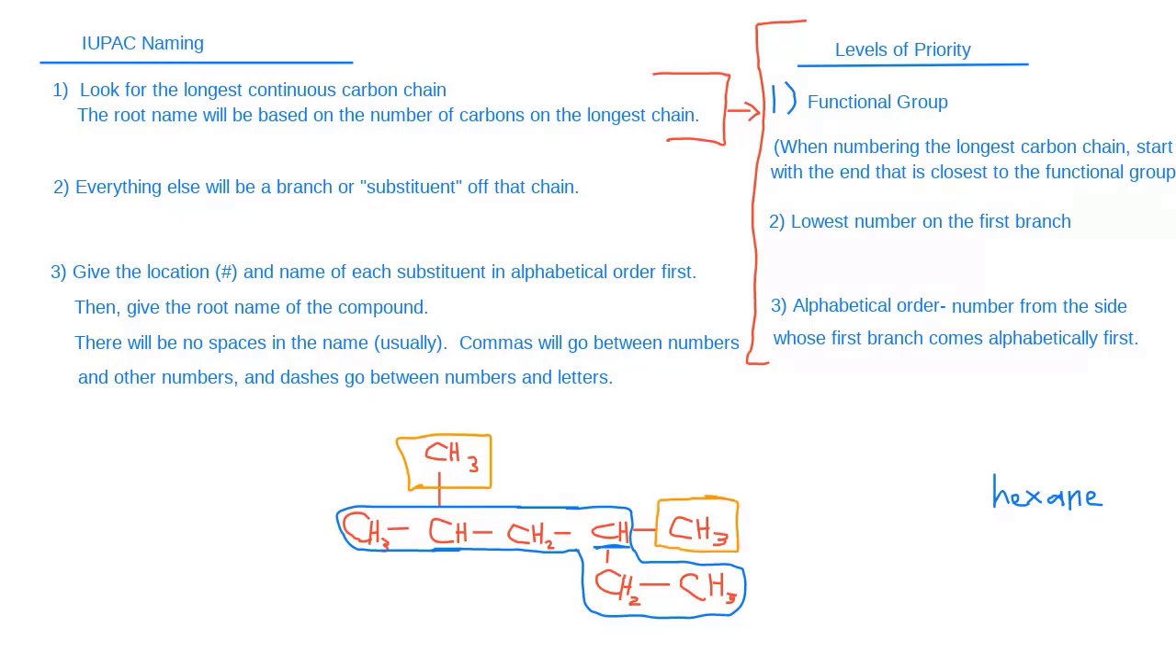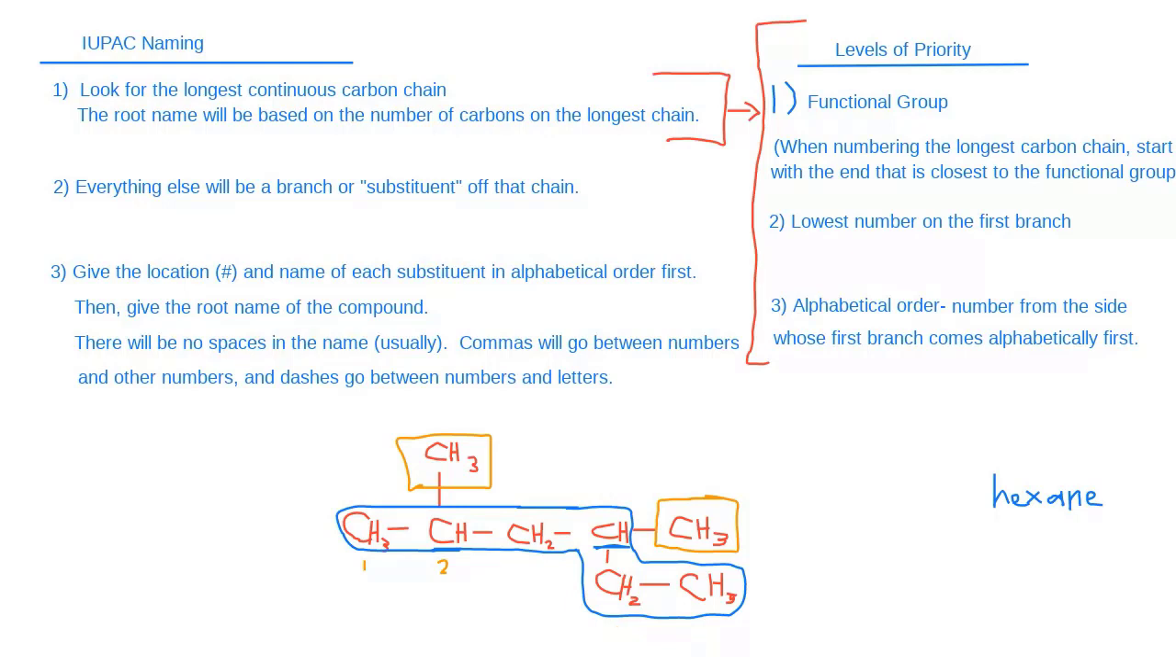Okay. So I've got 2 branches here. Now, which side am I going to start numbering from? Well, I don't have a functional group, so I'm going to have to go to the next level of priority, which is the lowest number on the first branch. So which branch? Yeah, the closest. That's going to be closer because if I numbered it this way, it would be 1, 2. If I numbered it the other way, it would be 1, 2, 3. So 3 is larger than 2. I'm going to go with the lower number. I'm going to start numbering it from the side on the left because that's closest to the first branch.